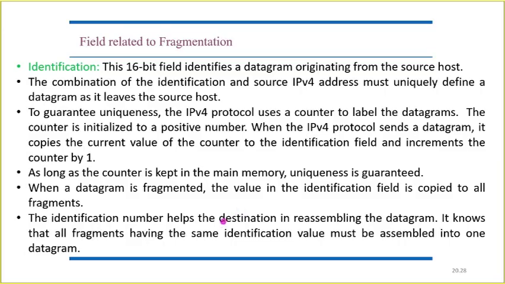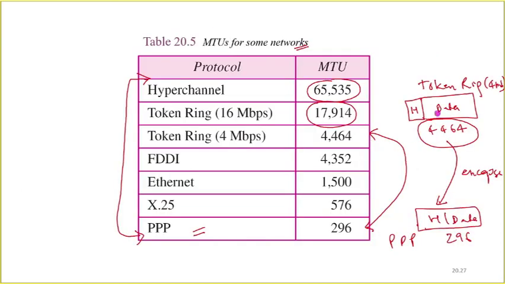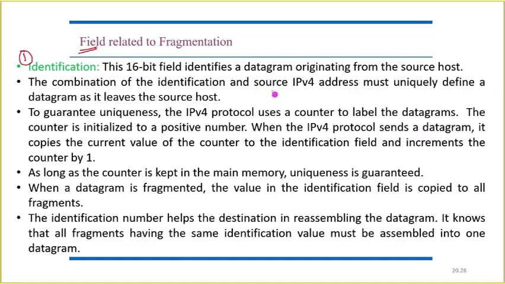Next, in fragmentation, there are different fields, and we will look at them one by one. The first one is identification. Suppose a particular large datagram is going to be fragmented into 4 different fragments: fragment 1, fragment 2, fragment 3, fragment 4.